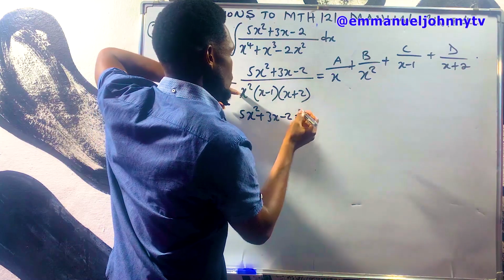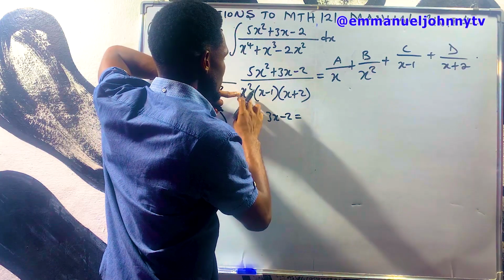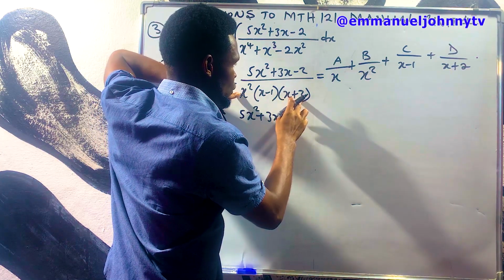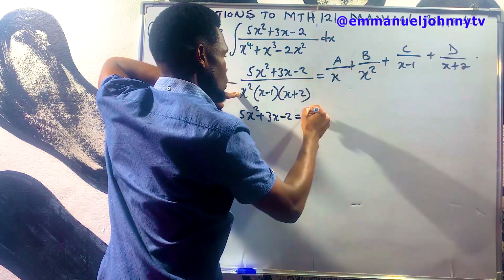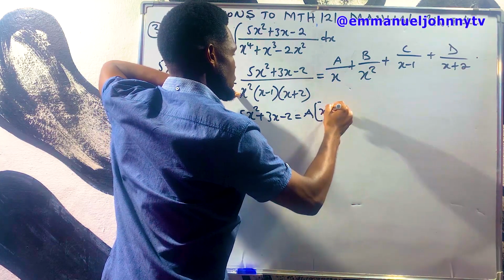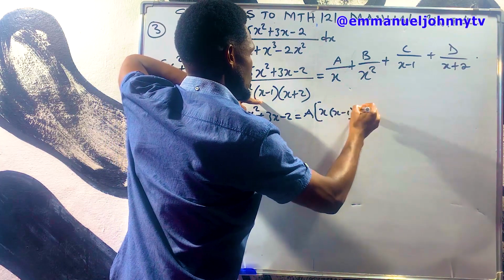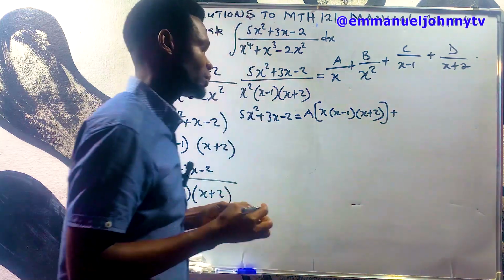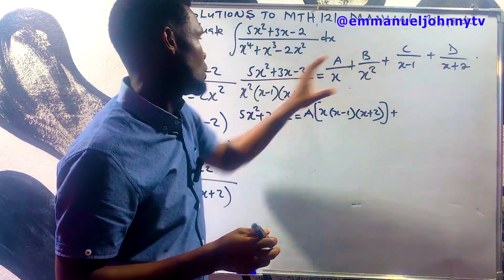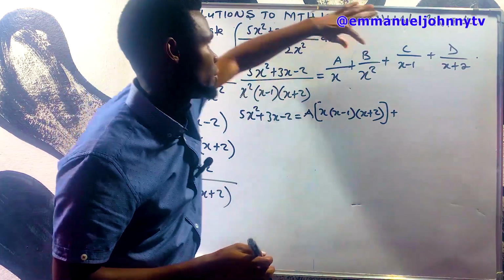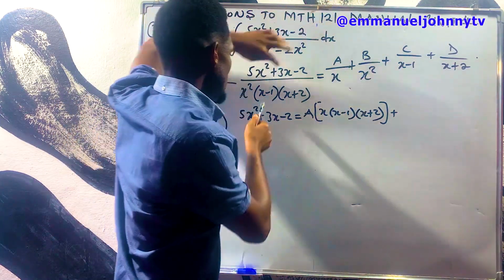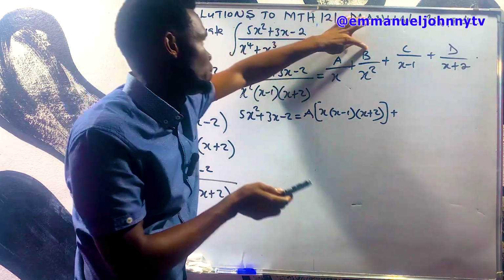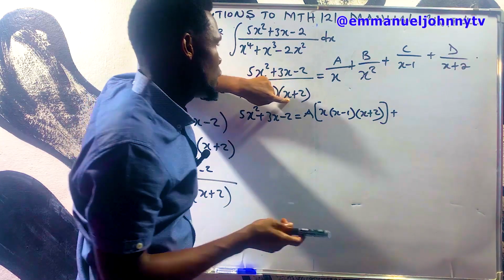You'll be left with 1x. Then times (x - 1)(x + 2): a into (x - 1) into (x + 2), plus this. Now we'll multiply this, so this times this. In other words, x squared will cancel x squared. You'll be left with b times (x - 1)(x + 2).